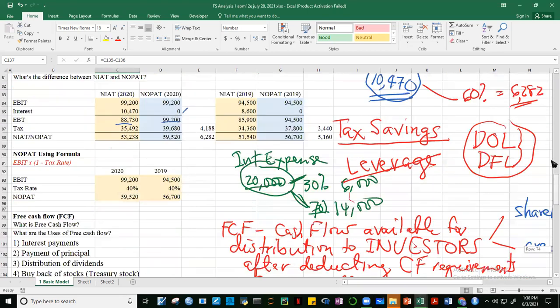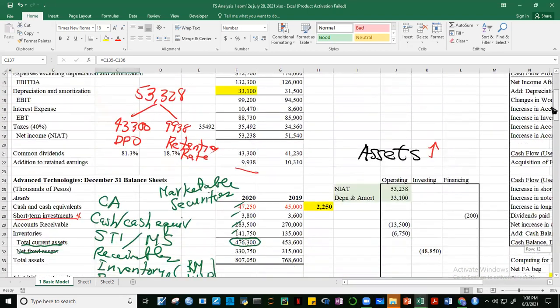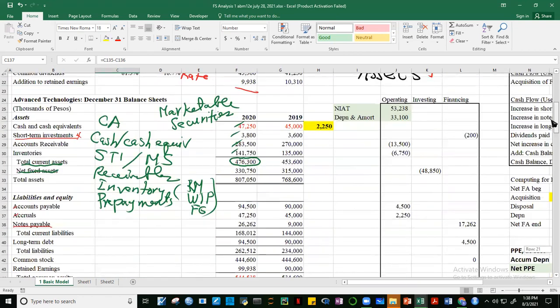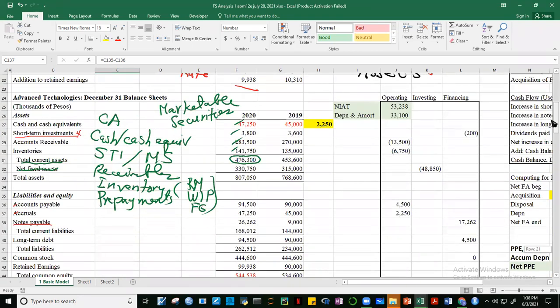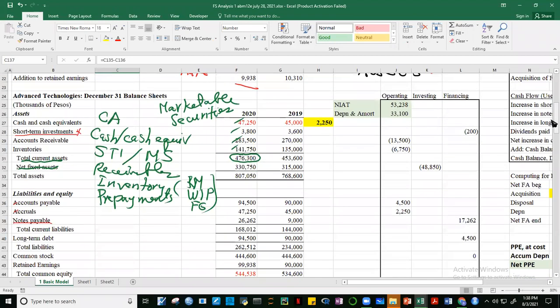Dito sa worksheet natin, napag-aralan natin yung statement of cash flows. Sabi natin, statement of cash flows, you're able to identify the sources and the uses of cash from operating, investing, financing. Nagsisimula tayo sa net income after tax, operating, add back depreciation and amortization. Ano po yung highlights natin dito? Increase in assets is equal to use of cash. So therefore, ang increase in liabilities and equity, source of cash yun. Tapos yung mga opposites lang.